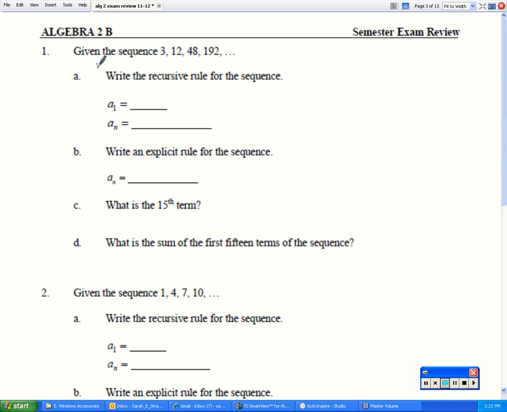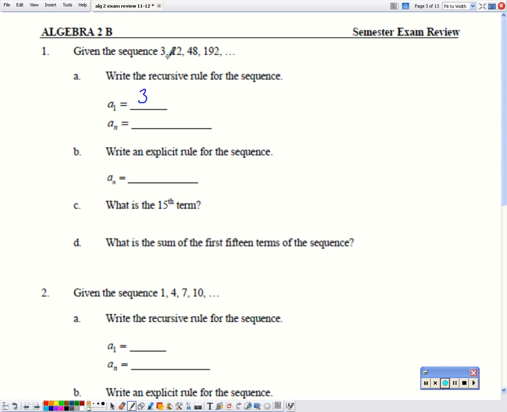A sub 1 is the first term, and the first term we can see is 3. Now we have to figure out what the pattern is to write A sub n. So we can see 3 times 4 is 12, and 12 times 4 is 48. So A sub n is going to be 4 times A sub n minus 1. And we want to remember that A sub n minus 1 is just a fancy way of saying the previous term.